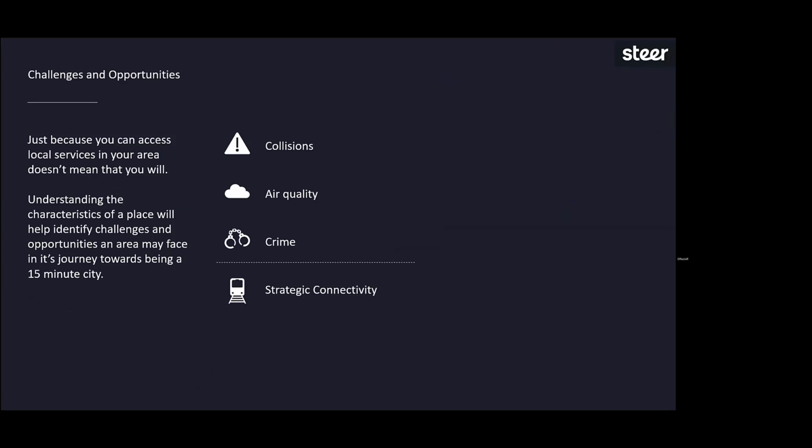So we have looked at collating a whole load of additional data at each of these hexel levels and at a geographic level to try and understand what some of the local opportunities and challenges are across these. So as I said earlier, we have mapped things like road collision data, air quality data, index of multiple deprivation indices, and also looked at public transport accessibility and also strategic connectivity, looking at travel times from certain locations.